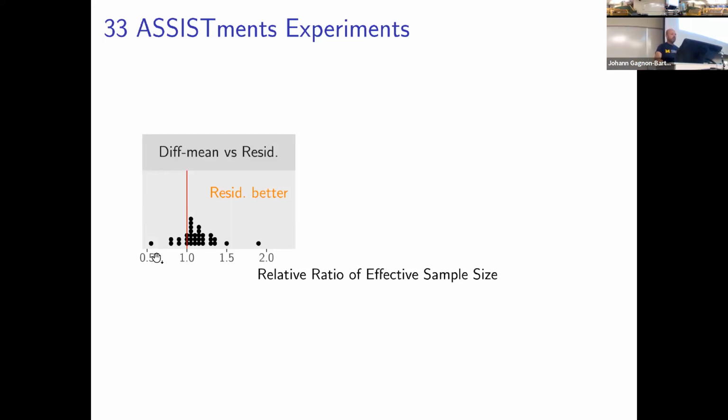Here is a plot comparing the difference in means estimator versus that first residualization estimator that I showed you. What's being plotted here is the relative ratio of the effective sample size. There's 33 dots here for 33 different experiments that we analyzed. And this dot, for example, is basically saying that for this experiment, doing the residualization increased the effective sample size by nearly a factor of 2 relative to the standard difference in means estimator. And so what we see here is that very often the residualization helps, but in some cases it can actually quite hurt too.